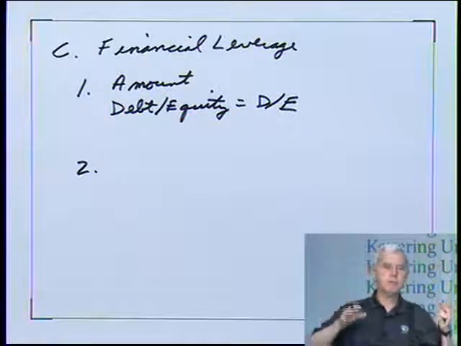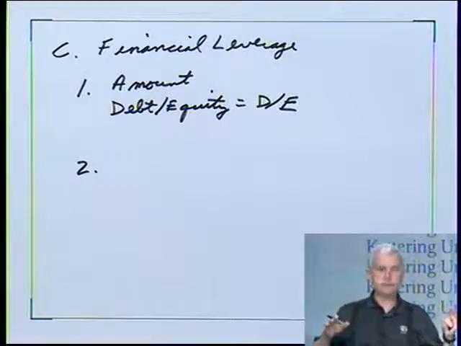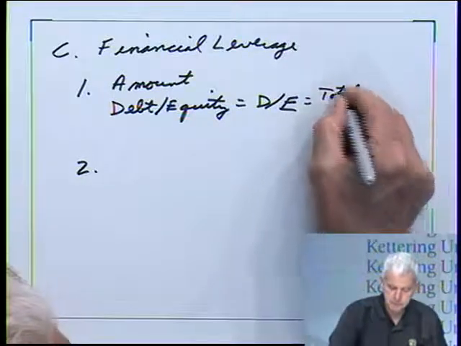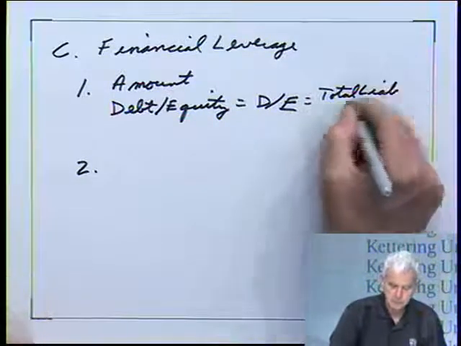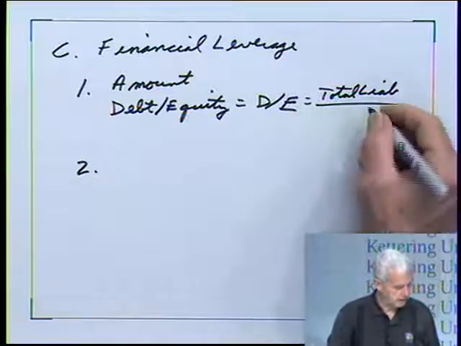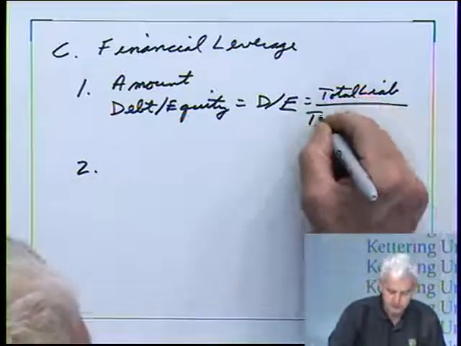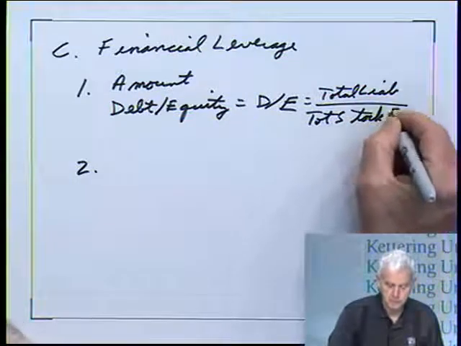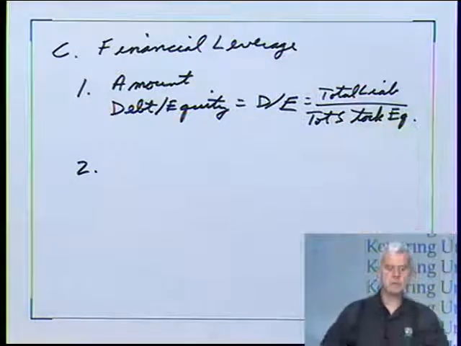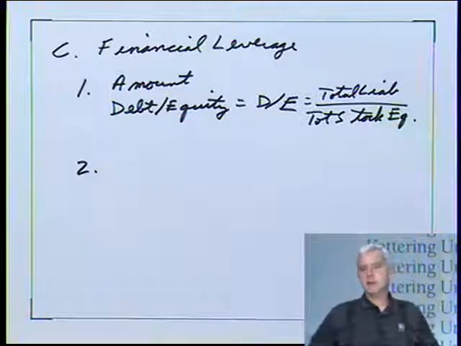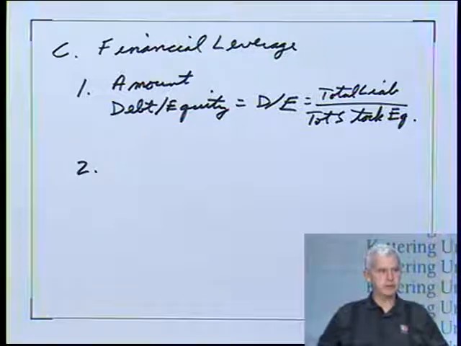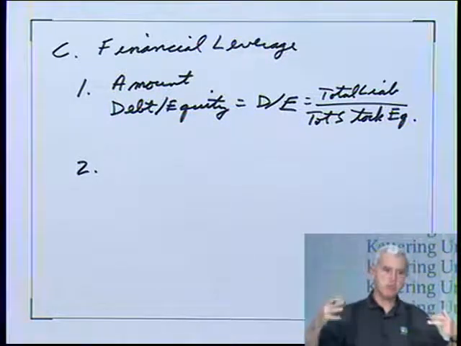So we find out how much financial leverage, and do I need to write that down? Maybe I better write that. Total liabilities and total stockholders' equity. It was those two lines I had you highlight on the liabilities plus ownership side of the balance sheet. So that's the amount of it.